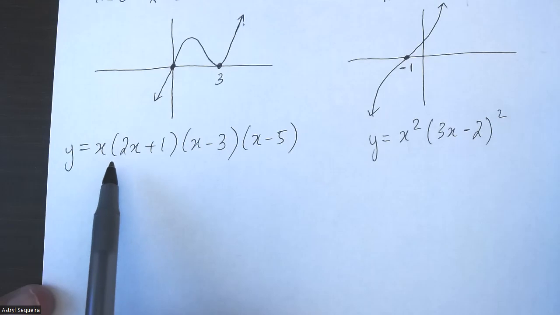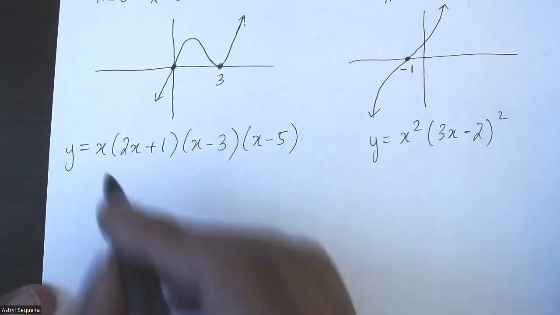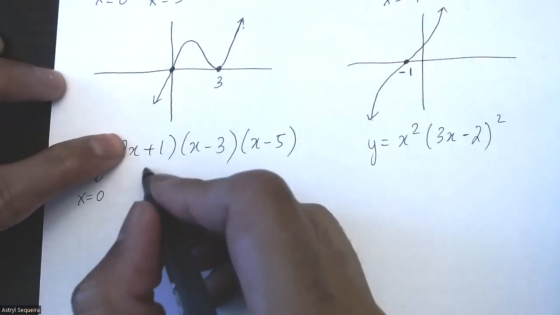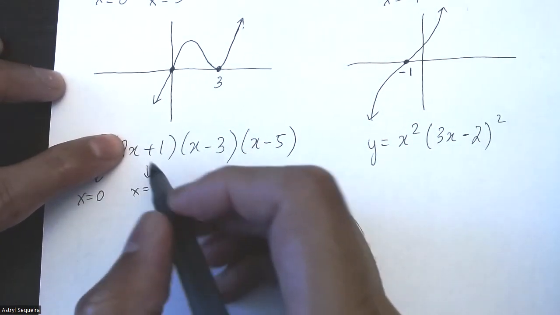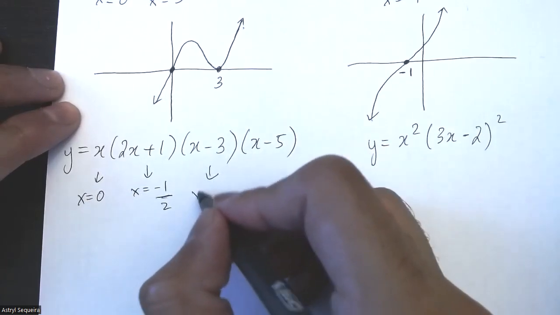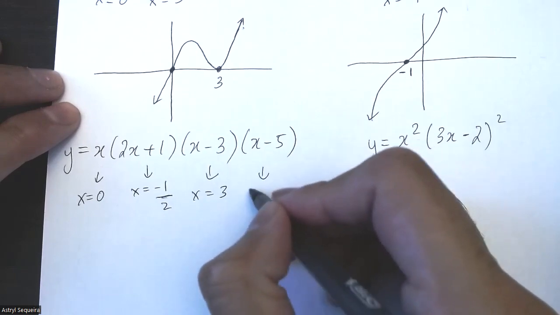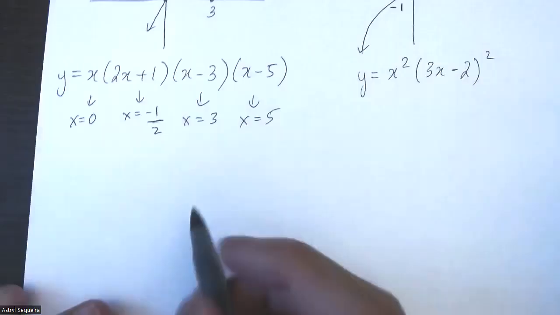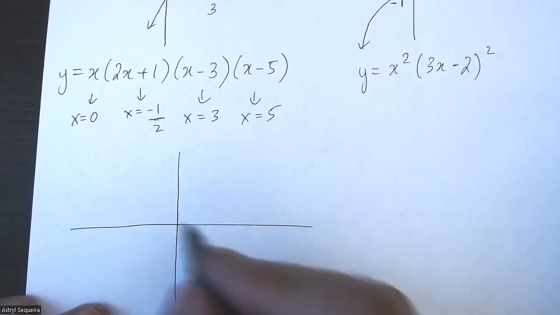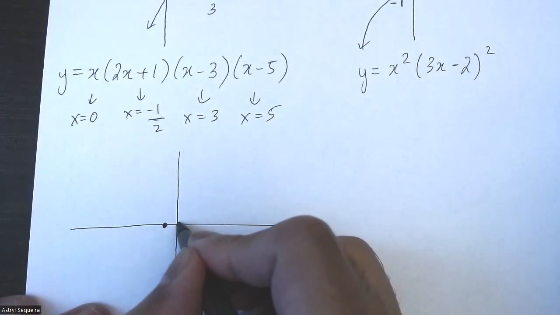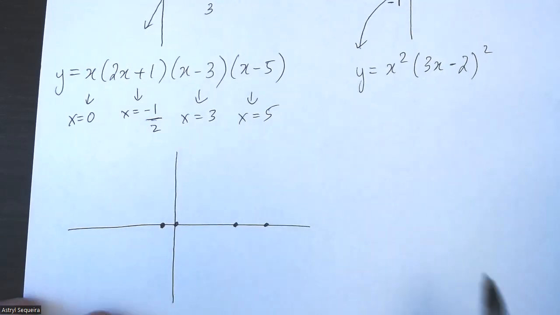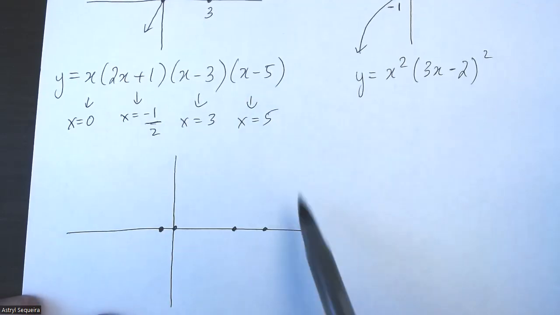Fifth one here, this is a positive quartic function. First x-intercept is 0. If I hide that 2, this would have been -1, and then I'll just divide by this number. So -1/2 is the second one. Third intercept is positive 3, and last one is 5. I'll label these on my axis, -1/2, 0, 3, and 5. None of them are squared, so none of them reflect off the axis.